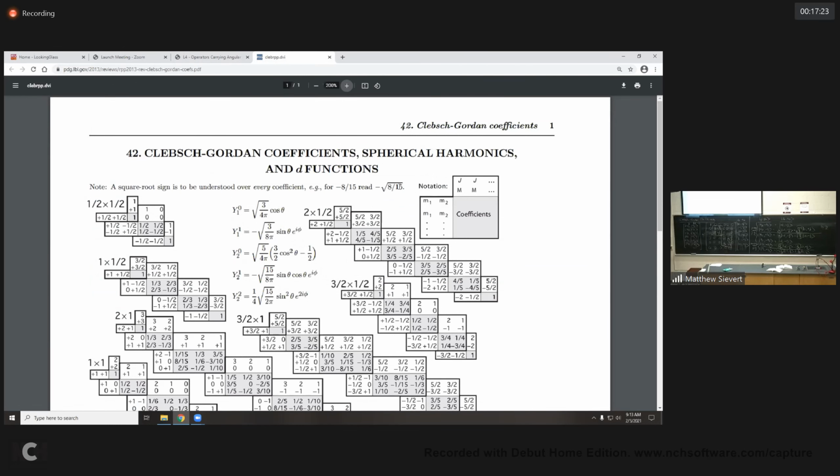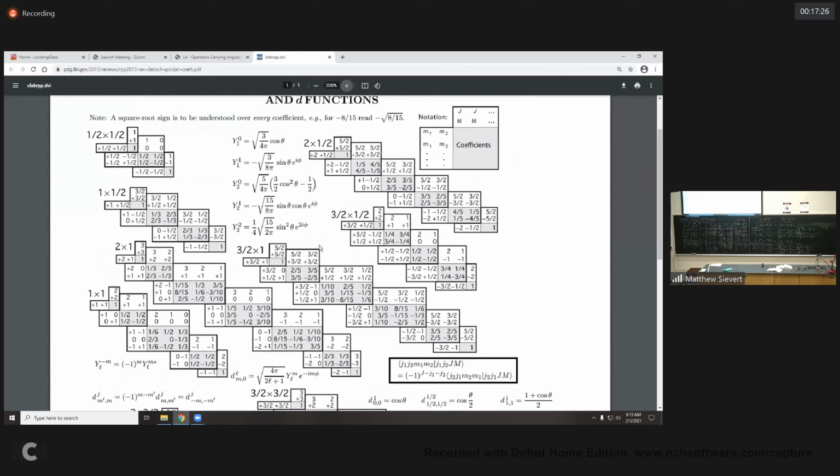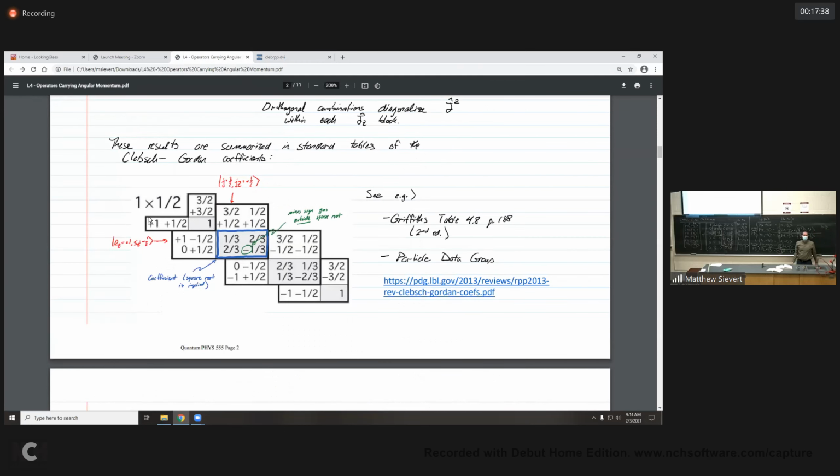The first several angular momentum values being added. Right now we're talking about this table, the spin 1 and spin 1/2 addition. So there's a lot of information contained in a very dense way in this table. Let me talk very briefly about how to read the table.